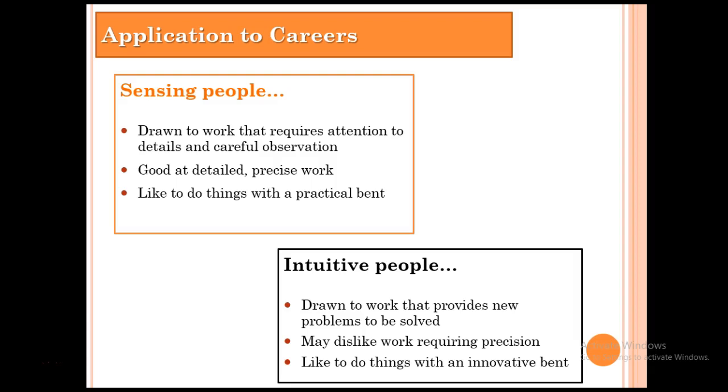They're going to think of new ways of doing things, but they're probably not going to be so great with the follow-through. Whereas our sensing people may be more focused on being practical and detailed and precise with their work, but they may be more slow to open up to new ideas and to change. And if you've spent any time in a group setting or even a classroom setting, you can kind of see how this plays out with different people.